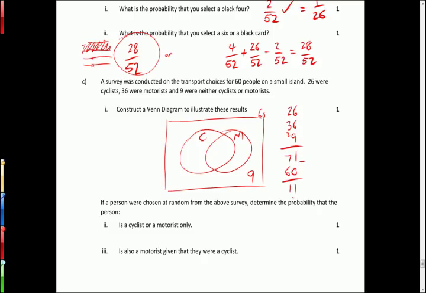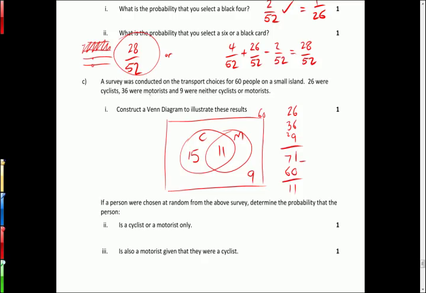And the only overlap we've got in this diagram is between C and M. 11 of the cyclists must also have been motorists. So whatever seems to be a discrepancy in the numbers is going to be the overlap, the people who put their hand up twice and got counted twice. 11 of these 26 people were also counted in the 36. So if 26 were cyclists, the cyclist circle must have 26 in it. If there's 11 already there, 15, 11, make that 26.